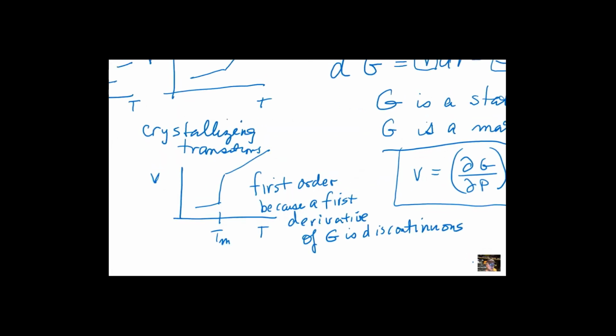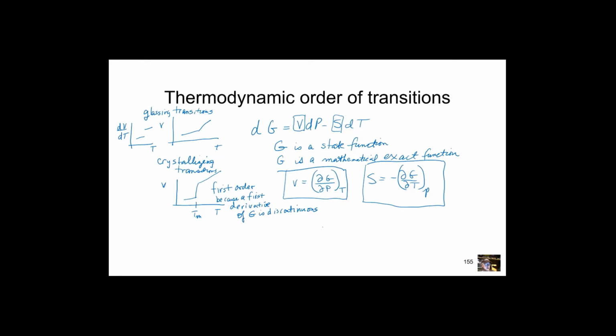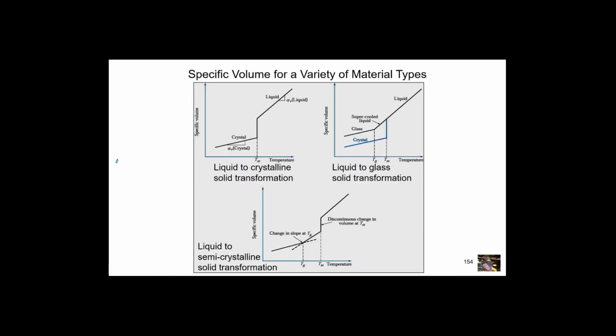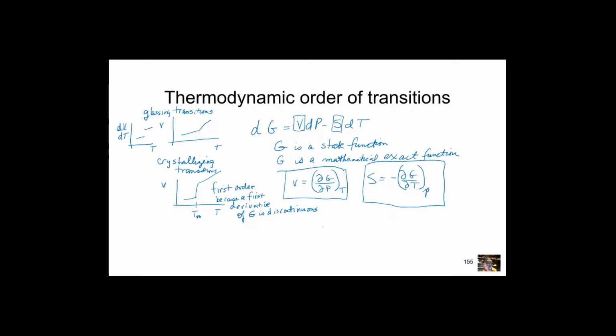So this is really taking... Oh my goodness. Come on PowerPoint, be good. I'm just going to have to write this elsewhere. Put it here. This means d of dG/dP. It's a second derivative that is discontinuous. Okay, so these are second order transitions.